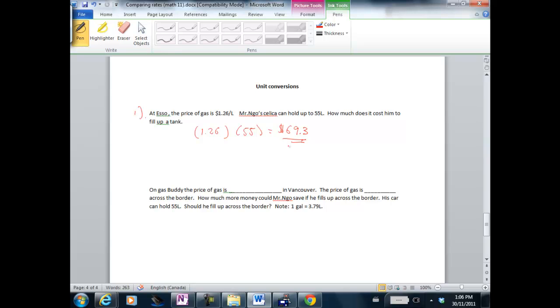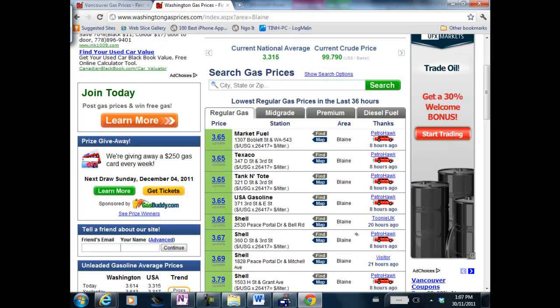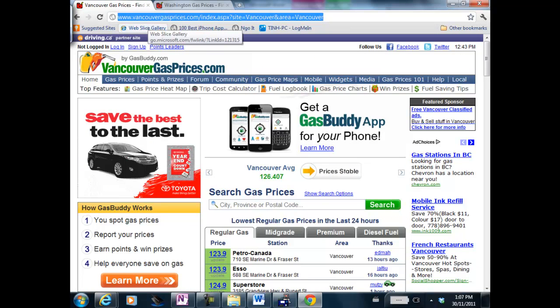Here's the next question. A lot of people, what they do is this: they don't go to the nearest gas station to their house. There's actually a site where people send in the price of gas around the country, and you can find the cheapest gas near where you live. This gas site is called GasBuddy. On GasBuddy, you type in your address and they list the price.